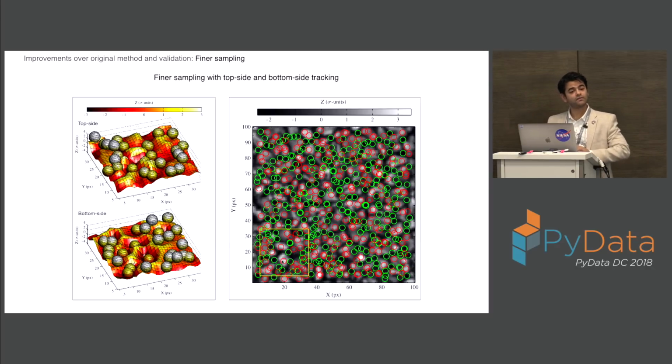So by simply inverting the image, the local maxima become local minima. And so you just track both at the same time, and in the end, you average all that, and you get a finer sampling.